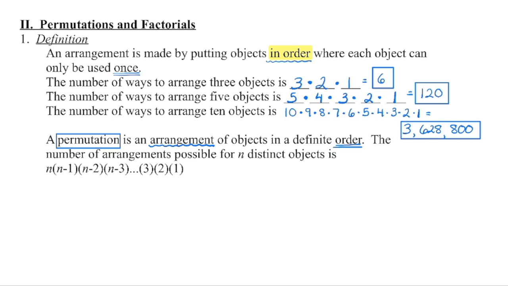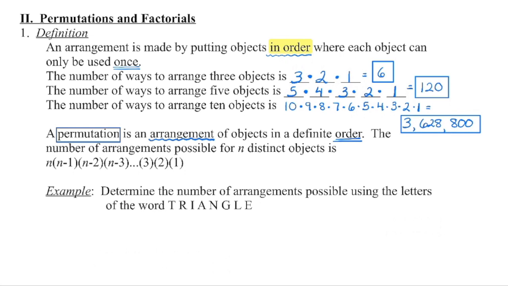This process will continue, depending on how many objects we originally started with, until the last object goes into that last position. Our second last position, we have 2 possibilities as to what could go there. Our third last position, we have 3 possibilities as to what could go there.